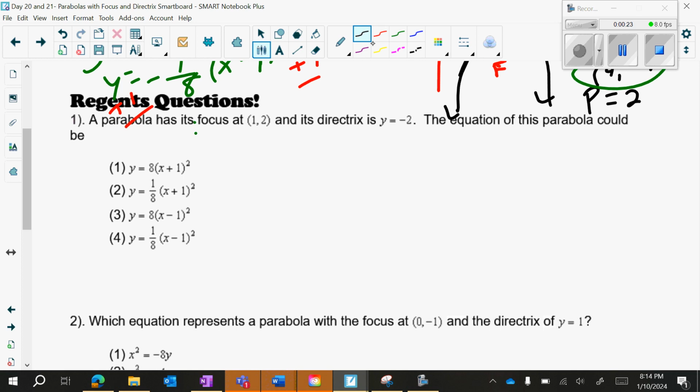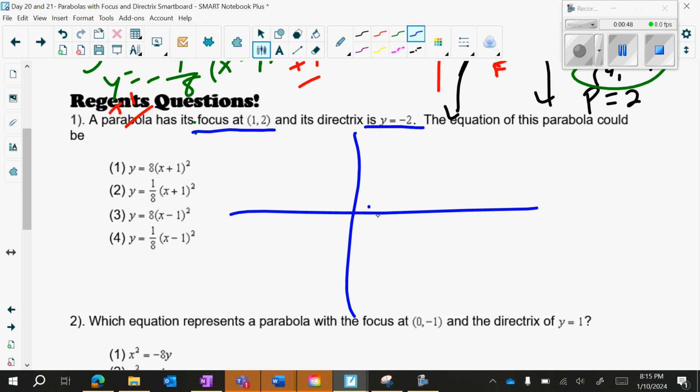And then we're going to move on to the next skill, which is related to parabolas. So let's do a few practice questions together. If you did these on your own yesterday, let's see how you did, okay? Read question number one. A parabola has the focus (1, 2) and a directrix y equals -2. Write the equation. Okay, so again, step one is going to be the sketch.